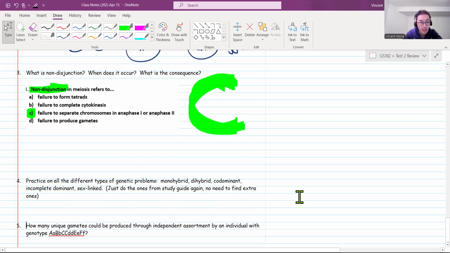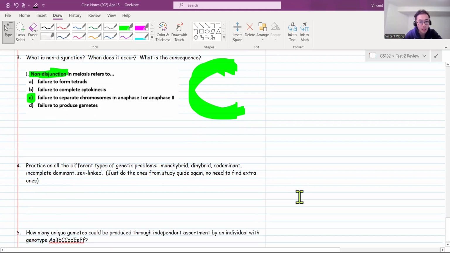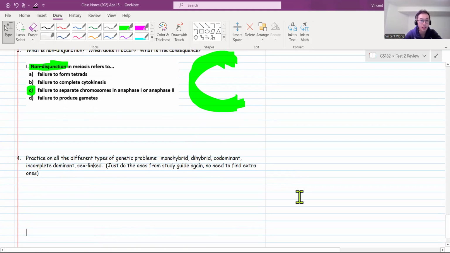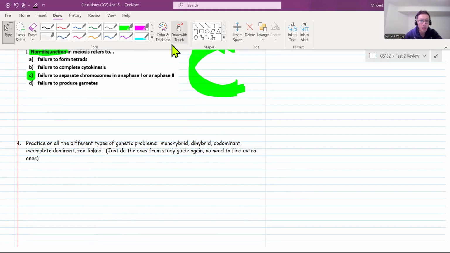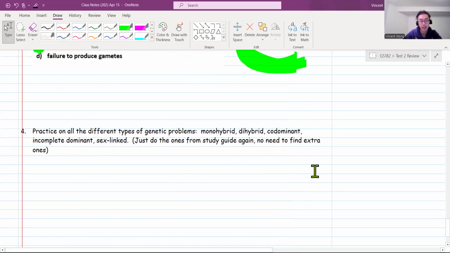Next, practice all different types of genetic problems. This one I cannot help you with; you have to know how to do them. The monohybrid is one trait, dihybrid. Just do quiz 4 again, especially if you didn't do well on it. Watch the review video again and try to get the right answer, and do corrections on your quiz.